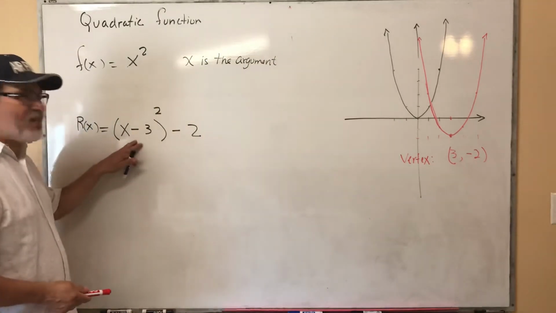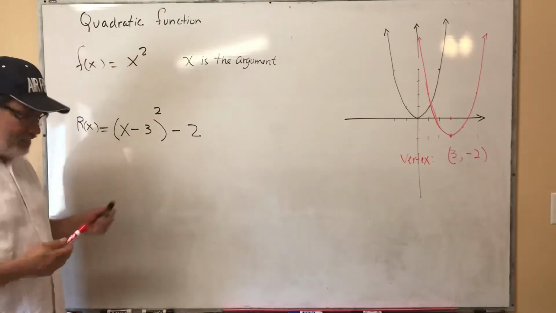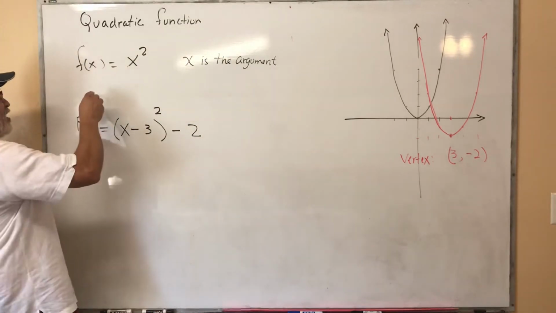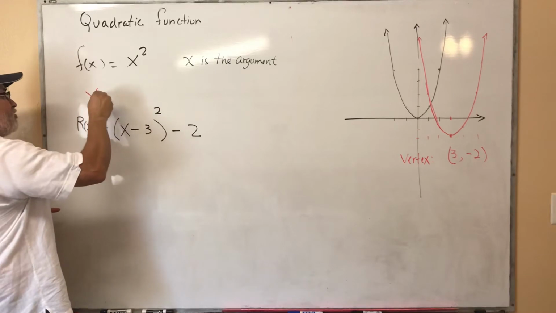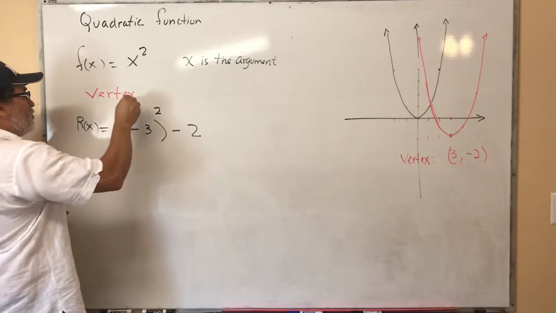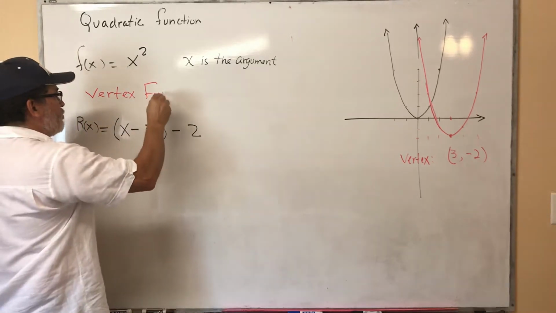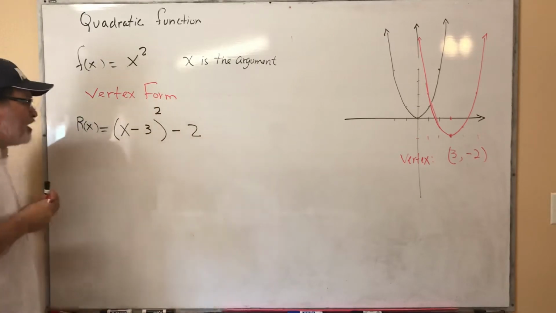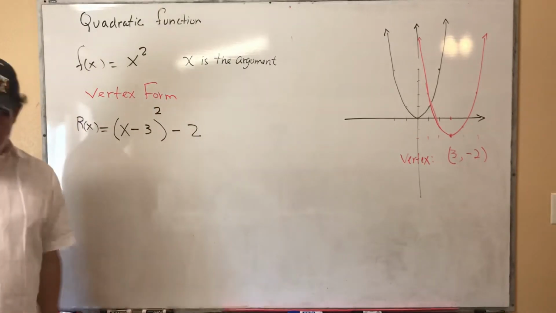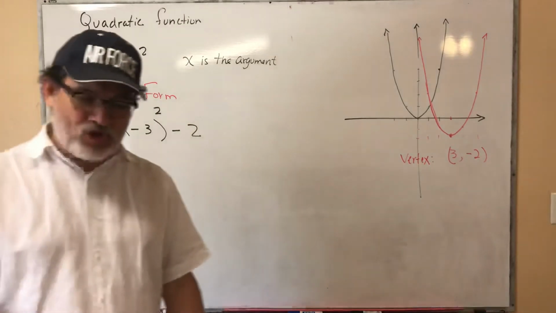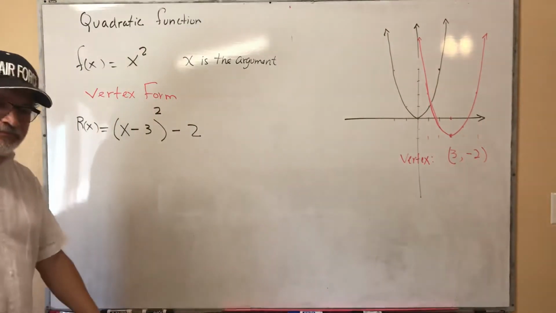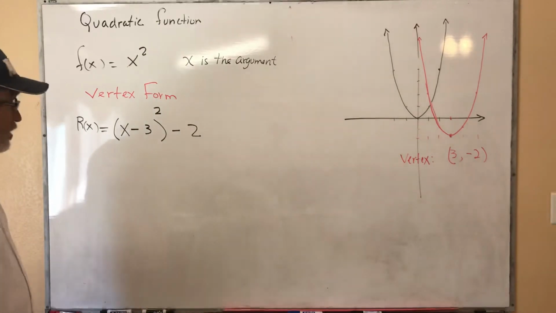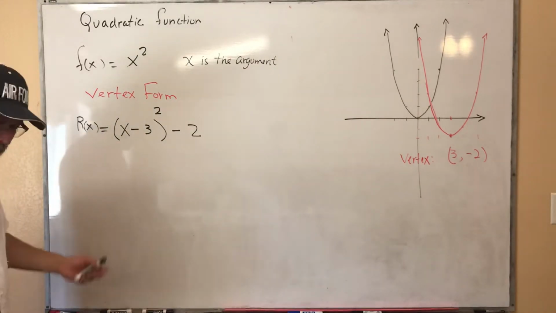They call this the vertex form. This parabola, the way this is written, is the vertex form. Why? Because you can see the vertex. That's why. You can see the vertex when you have it in the vertex form. Okay? Let's do it again. You want to do it again? Sure, we can do it again.